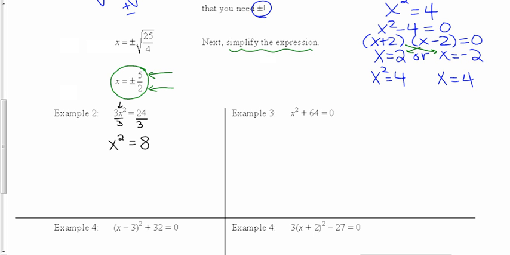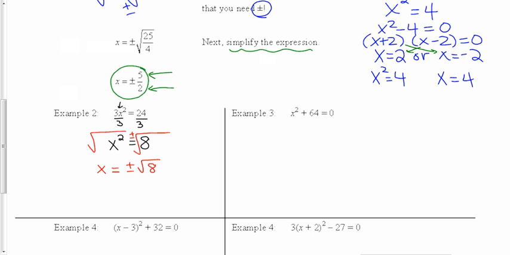The next step is to square root both sides. Remember, when I square root both sides, I need a plus or minus. The square root of x squared is x, and then over here on the right, I have plus or minus the square root of 8. My final step is to simplify.